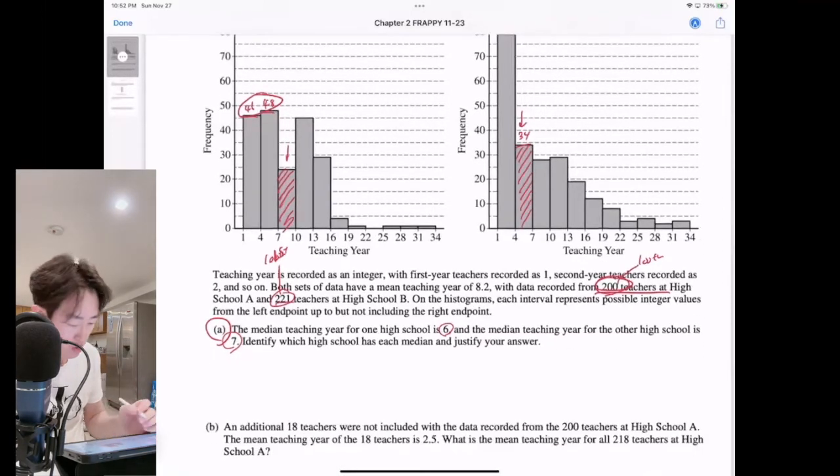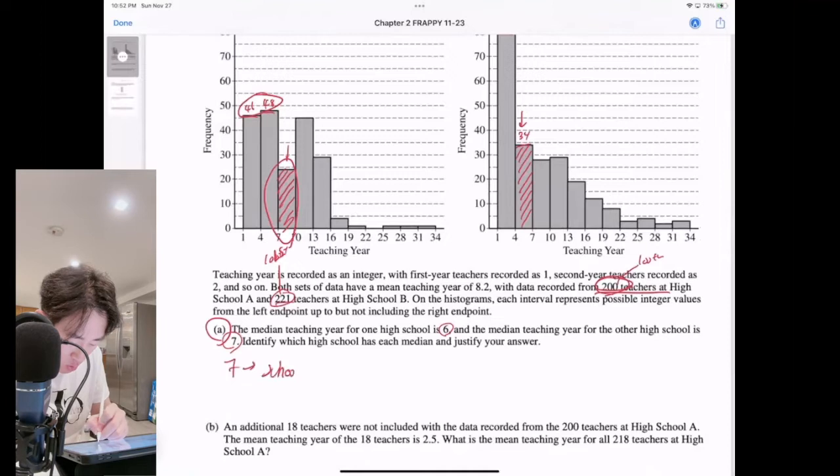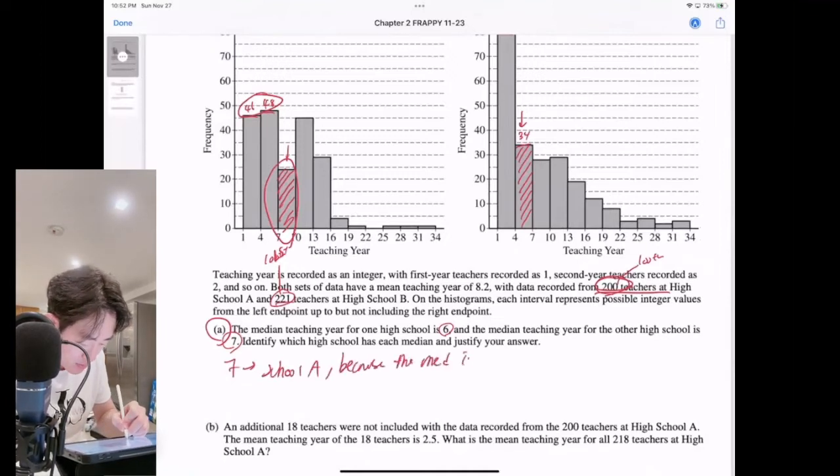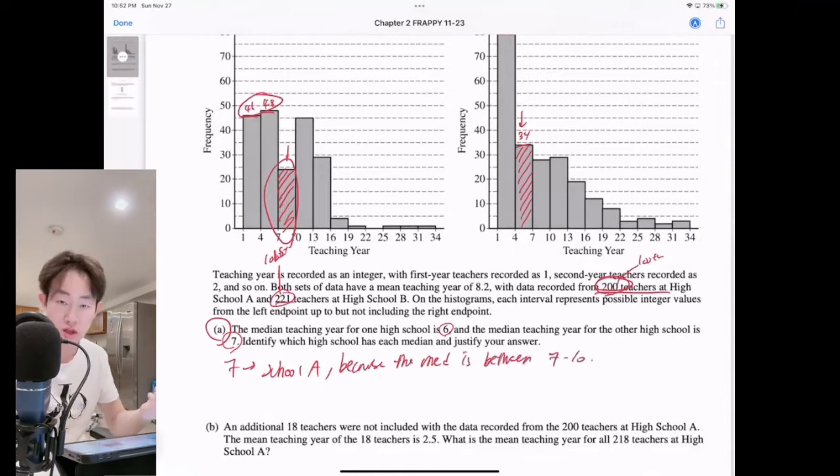So what does this tell you? The one that has the median of 7, it has to be school A. So the median of 7 has to be school A because the median is between 7 to 10. The 100th number is between 7 to 10. So the only possible scenario where median is 7, it has to be this. Can't have a median of 6 because it's too short.